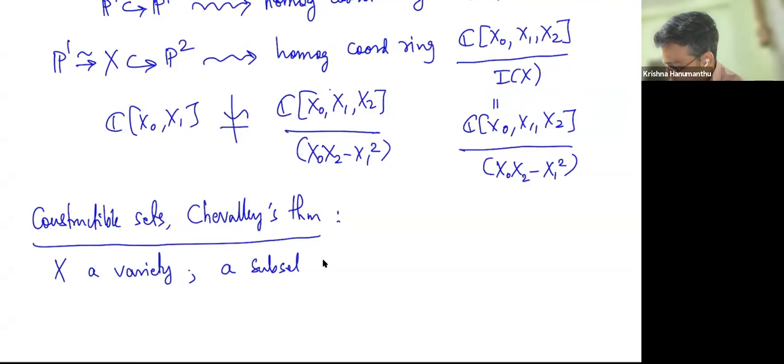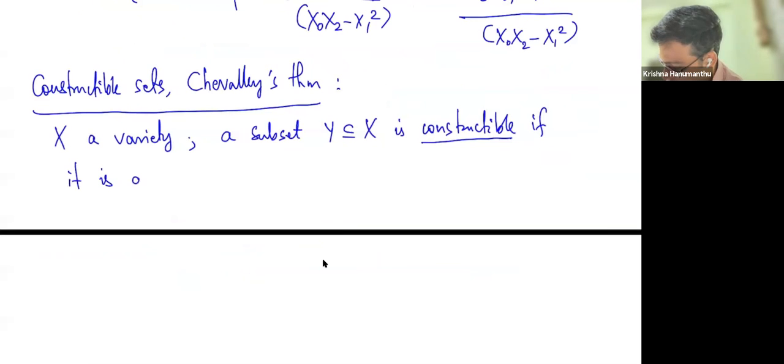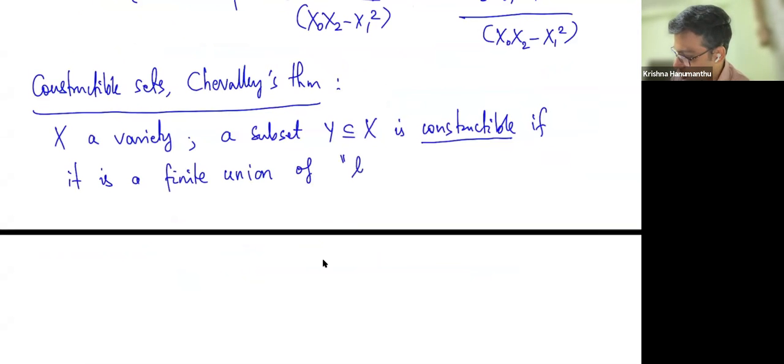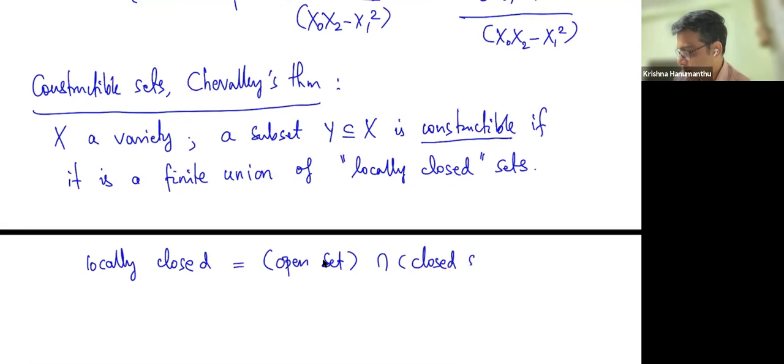So a subset, I'm going to call it Y, inside X, is constructible. There are several ways of defining this. Let's say it is a finite union of what are called locally closed sets. And a locally closed set, I'll just write it like this: locally closed implies open set intersection closed set. So it's open in its closure. So locally closed means it's the intersection of an open set and a closed set. And a constructible set is a finite union of such sets.